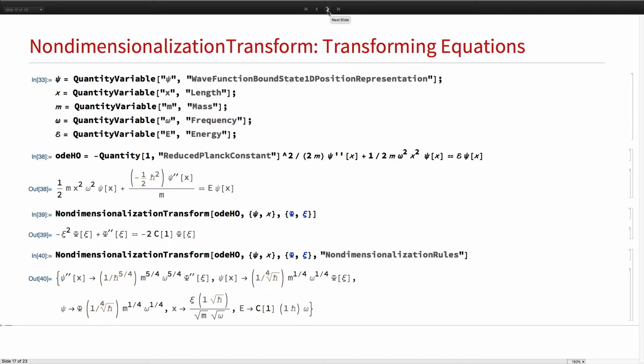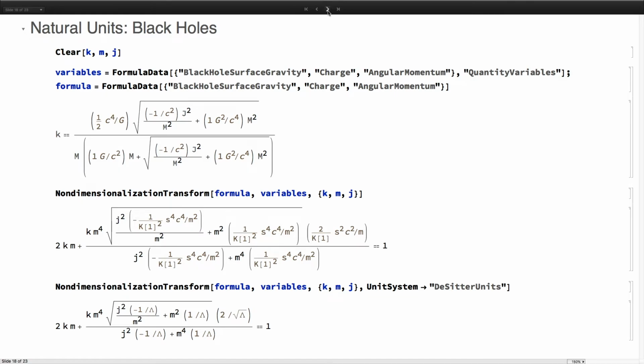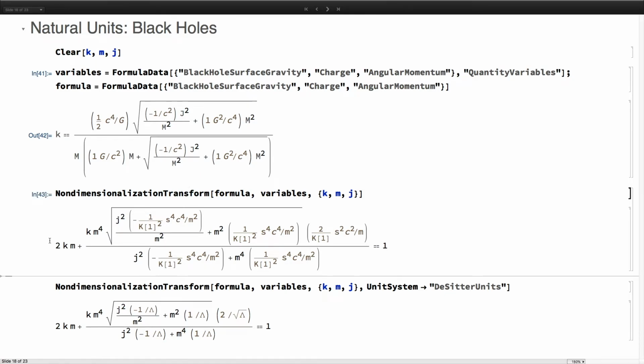And another nice feature of NonDimensionalizationTransform is that we've also included natural units. So this is the case where the physicist says that we're going to treat h bar and c equal to 1. So we can use this to make our final expressions that much more clear. So here we're going to pull a formula from FormulaData for the surface gravity of a charged spinning black hole, and we feed that into NonDimensionalizationTransform. And we get an expression which doesn't have any quantity variables, but it does have this ugly scaling factor there.